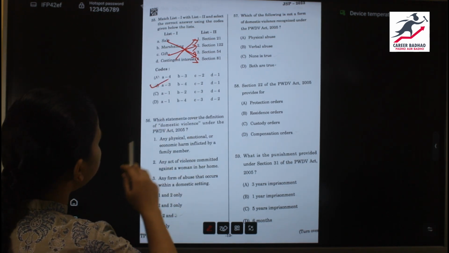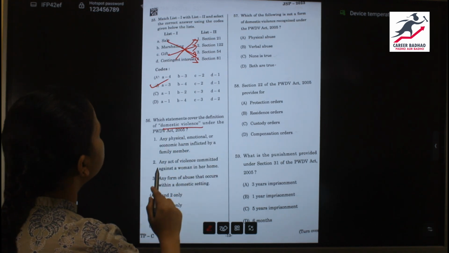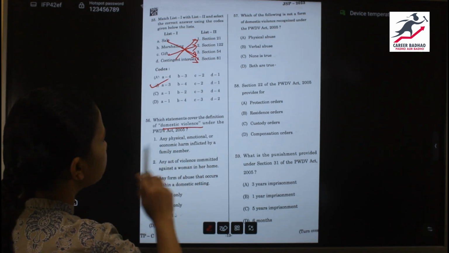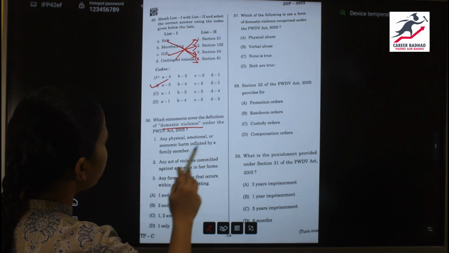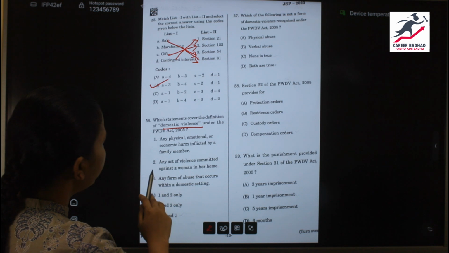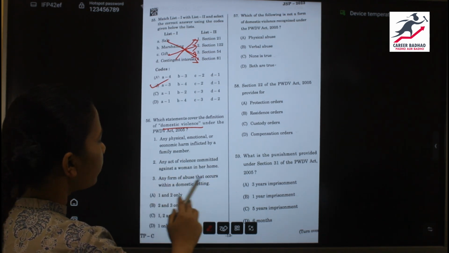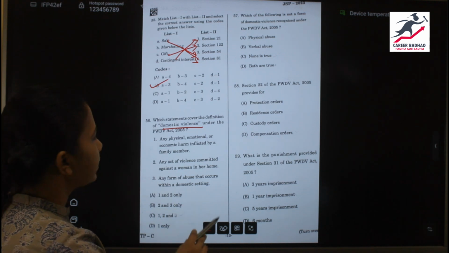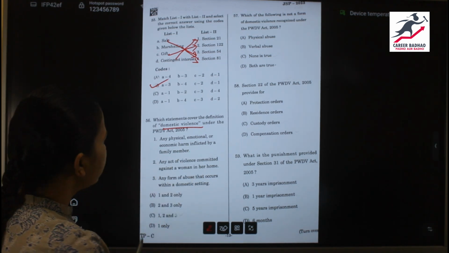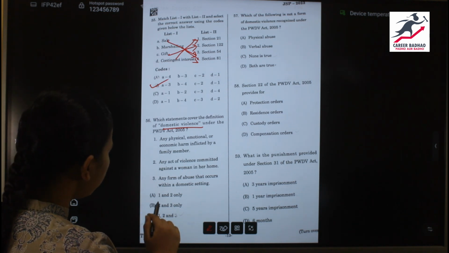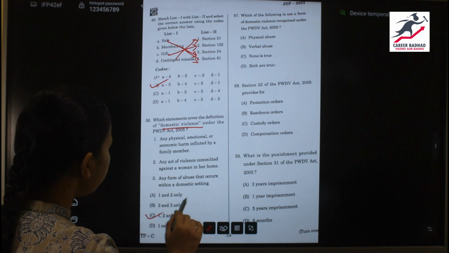And question number 56, which statements cover the definition of domestic violence under the Protection of Women from Domestic Violence Act 2005? Any physical, emotional or economic harm inflicted by a family member, any act of violence committed against a woman in her home, any form of abuse that occurs within a domestic setting. We all know that section 3 of the DV Act defines domestic violence. So here all the options are correct. So the correct answer would be option number C.